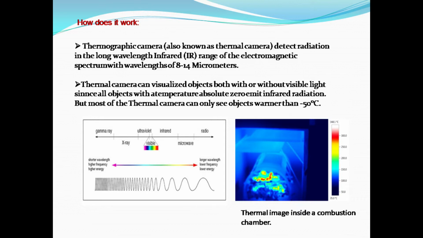A thermal camera can visualize objects both with or without visible light, since all objects with temperature above absolute zero, i.e. minus 270 degrees centigrade, emit infrared radiation, but most thermal cameras can only see objects warmer than minus 50 degrees centigrade.